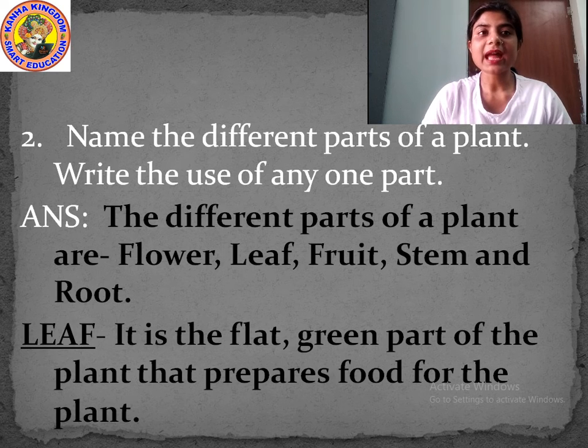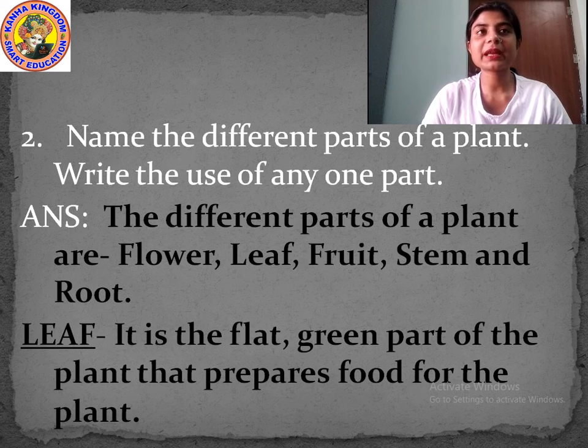Then write the use of any one part, that is leaf. What is the use of leaf in a plant? Leaf, it is the flat green part of the plant that prepares food for the plant.